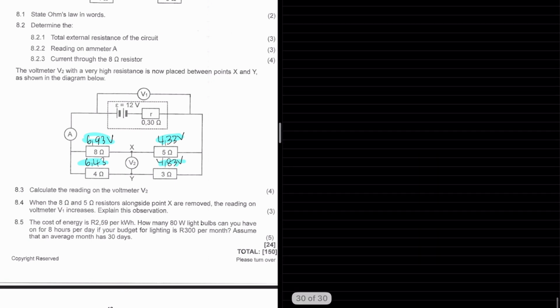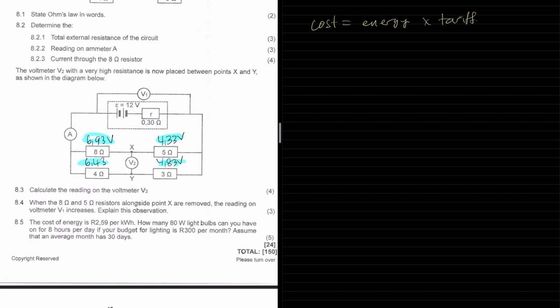Now moving on to the last question. The cost of energy is 259 per kilowatt hour. How many 80 watt bulbs can you have on for 8 hours per day if your budget for lighting is 300 a month? Assume that an average month has 30 days. So remember, cost is equal to the amount of energy that's used multiplied by the tariff. The tariff is how much the municipality or whoever is charging you for the usage of that electricity.